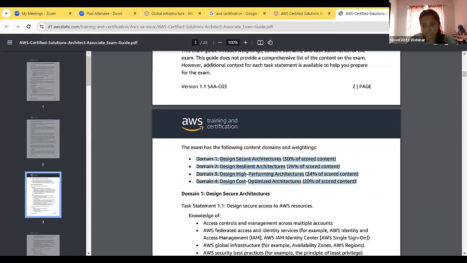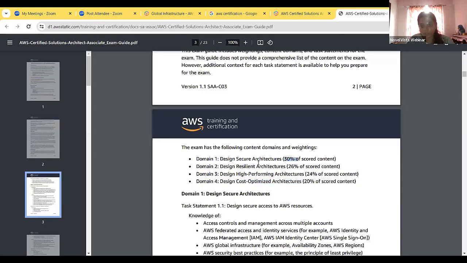You can see it's visible for everyone. In the first domain, it will be designing secure architectures. The whole syllabus of this associate certification will be divided into 4 domains: design secure architectures, design resilient architectures, design high performing architectures, and design cost optimized architectures. For domain 1, the score will be 30%.